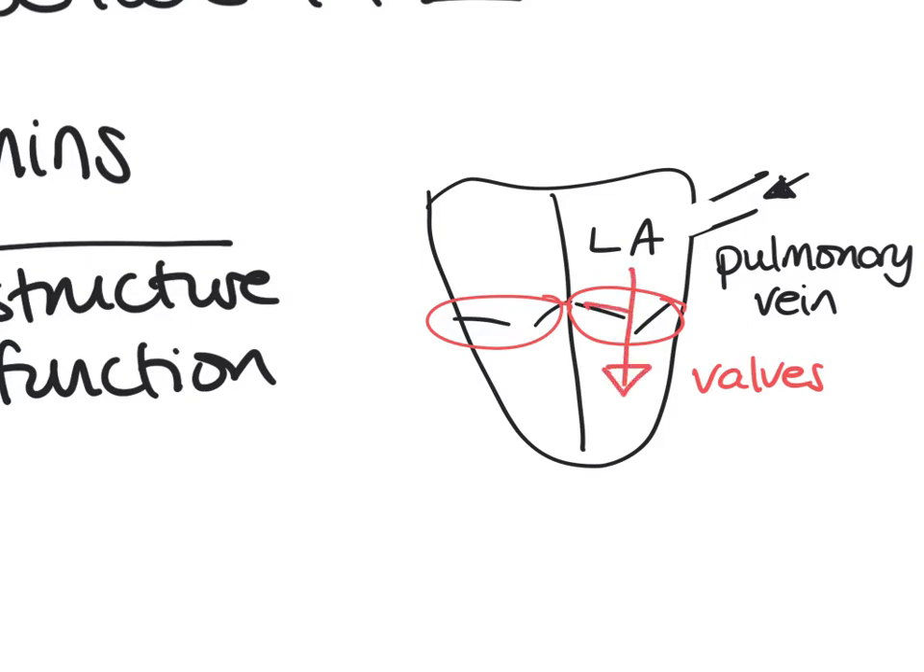When they close, they prevent backflow of blood from, what's this chamber down here? Harry, what's that chamber down there? I put the big red blob in. The left ventricle. Yeah. So that when they close, they prevent blood flowing backwards from the ventricle back into the atrium. Okay, where else would you find valves?